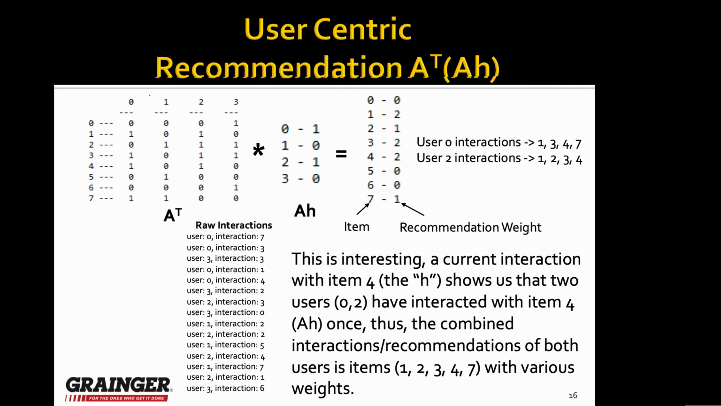Item 3 interacted with both user 0 and 2, so that gets a weight of 2. Item 7 occurred only once with user 0, so therefore that's lower weighting. So what we're really doing is we did a couple of matrix multiplies. We have a recommendation engine that says, here's how many people have interacted with these products, and here's the weighting on their interactions. Voila, we have a recommender.